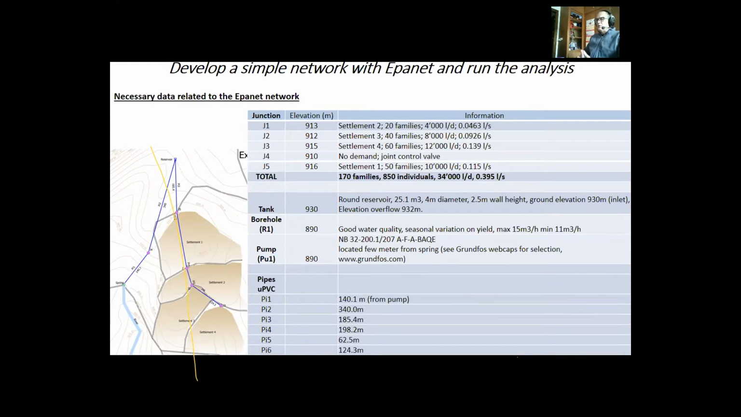And then you have the borehole or the source, called in that case a reservoir, the lake to be clear. And for that you just need the elevation. And then you have to choose a pump. Even that, the pump depends on the elevation that the water has to be pumped, and then on the quantity of water that has to be pumped.